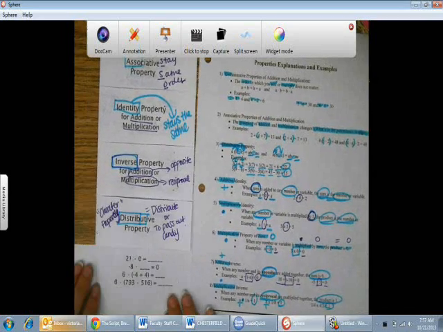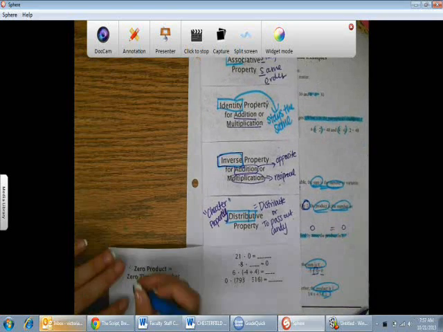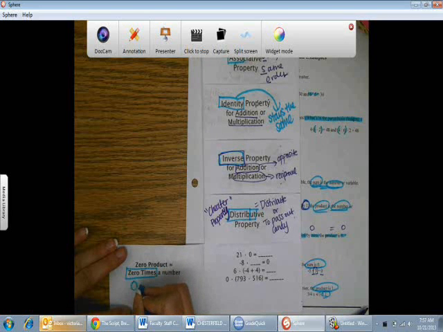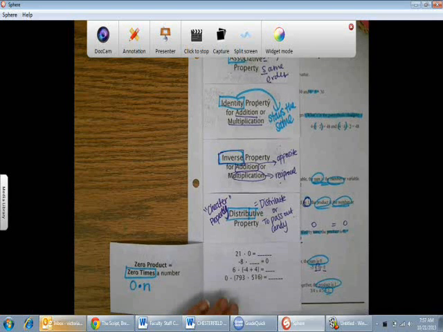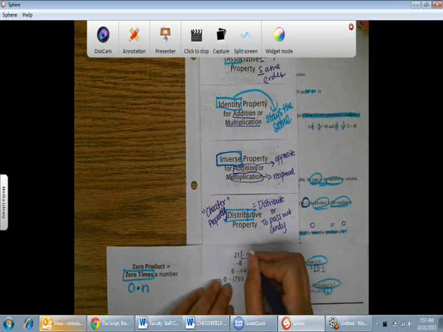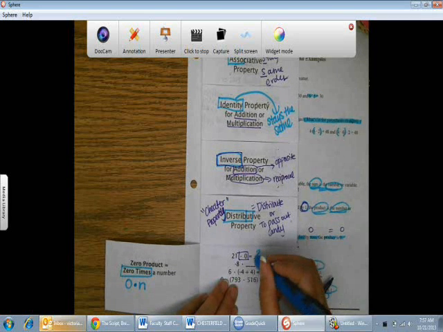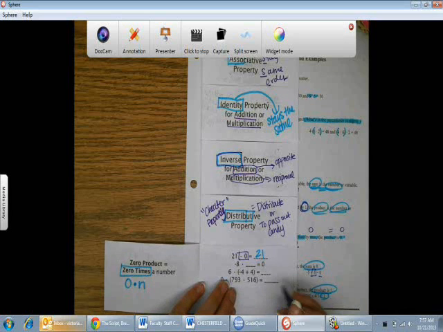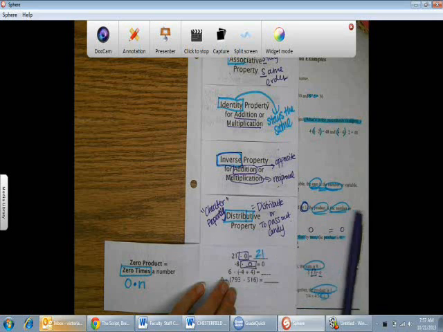So on your foldable, you can open it up, and 0 product means 0 times a number. So again, that's the key part, that you're doing 0 times n. Okay? Alright, so for instance, here we are multiplying by 0, so 21 times 0 is 0. Here we're getting 0, and we have to use the 0 product property. So negative 8 times what will give me 0? Well, times 0 gives you 0.